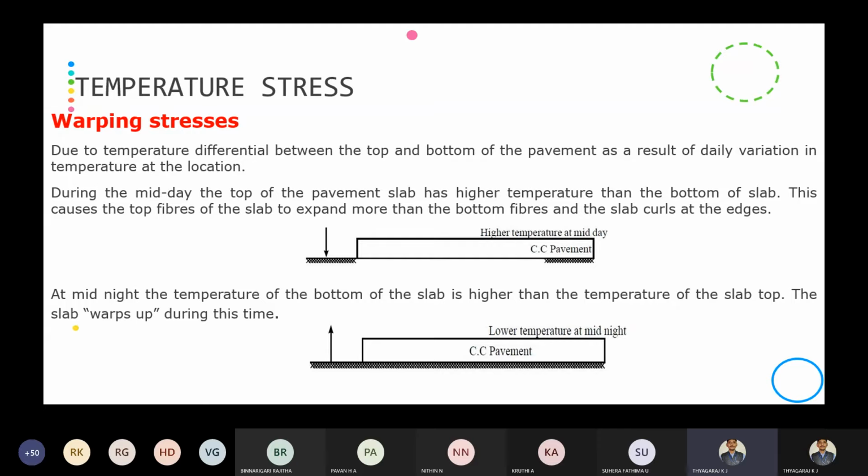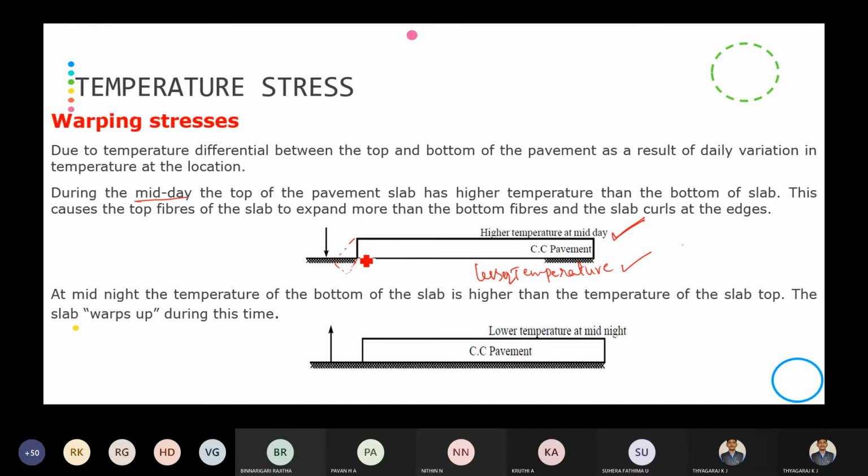So you can observe here in the slab. During midday or the afternoon, the temperature will be higher at the top and lesser at the bottom of the slab. So during daytime, higher temperature at the top, lesser temperature at the bottom, and because of that, the slab will bend downwards. Okay, the slab will bend downwards.